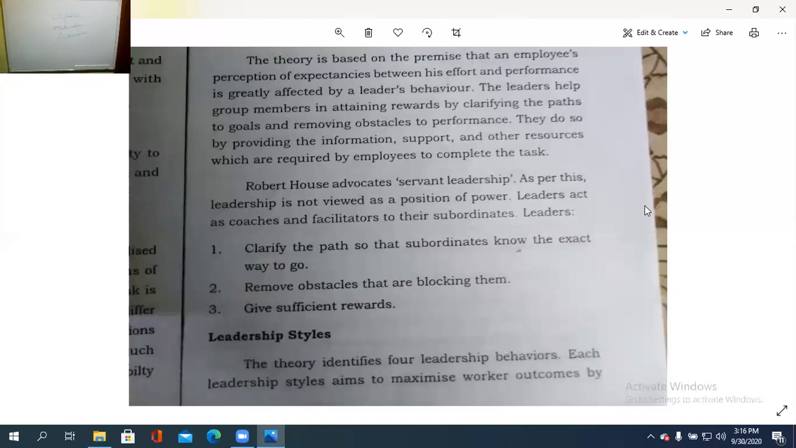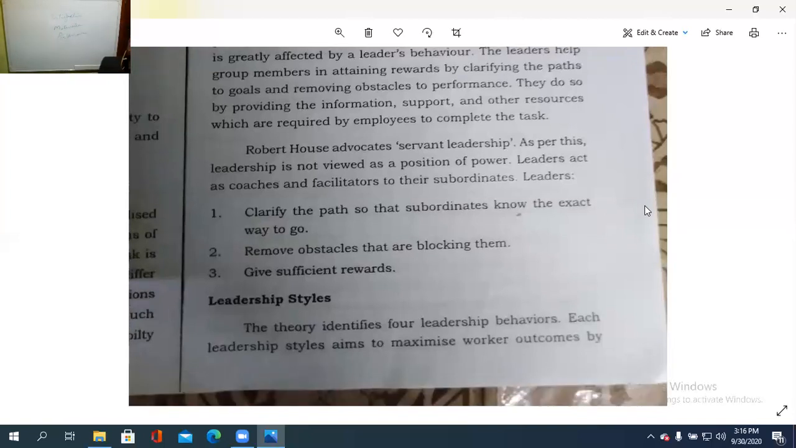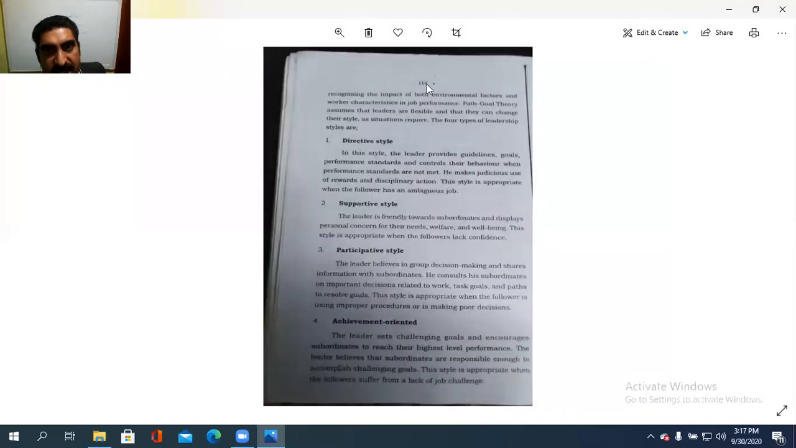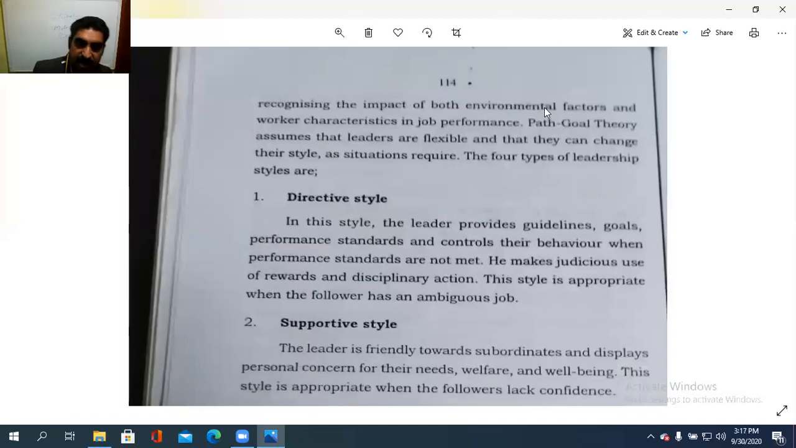Remove the obstacles, and also give sufficient rewards. Then leadership styles. This theory identifies four leadership behaviors. Each leadership style aims to maximize the worker's outcome by recognizing the impact of both environmental factors and worker characteristics in job performance.